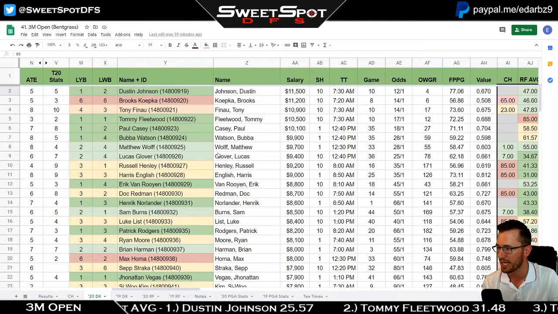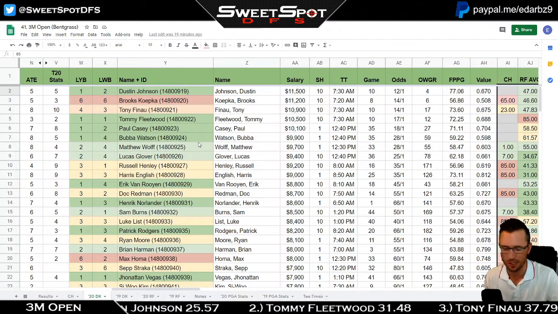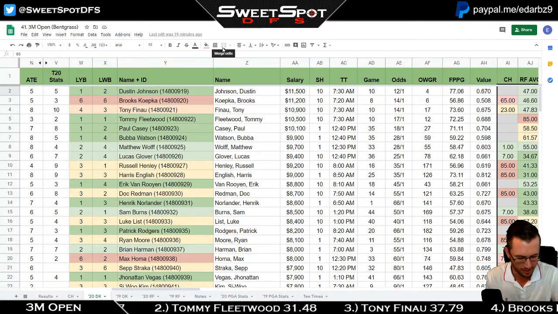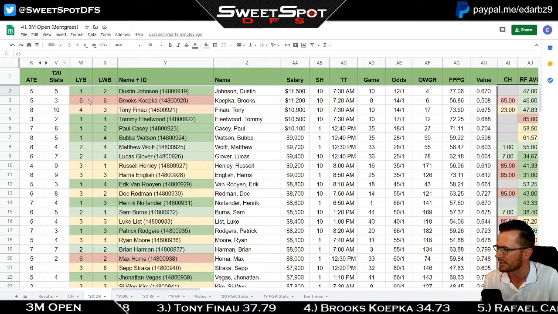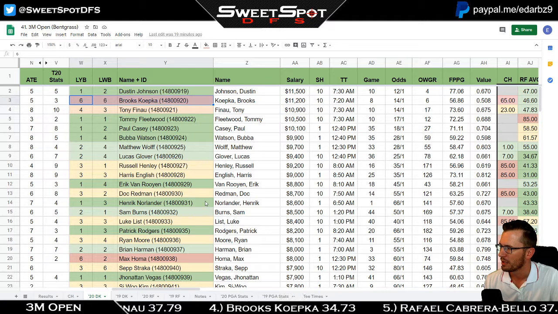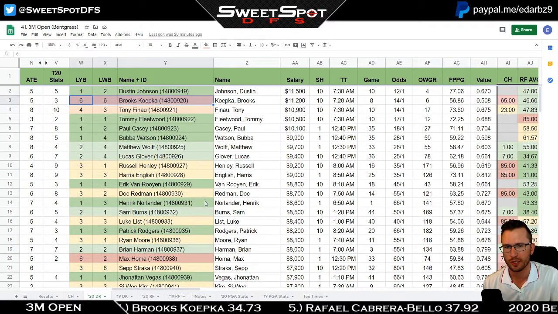You can see Brooks Koepka is a 6-6, which is not good. I shouldn't continue to talk like that, but anyways. Yeah, 6-6, not good. We'll go a little bit further into this when we start creating lineups, but that was basically the overview of the bucket system.